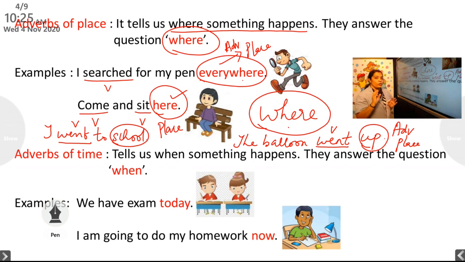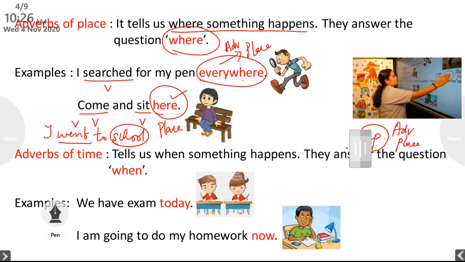This is easy if you know a simple tip of asking these question words. Always remember to find out an adverb, always remember to ask these question words. Adverb of manner, you will ask how. And adverb of place, you will ask where. Always remember to ask the question where to find out adverb of place. I hope this is clear.